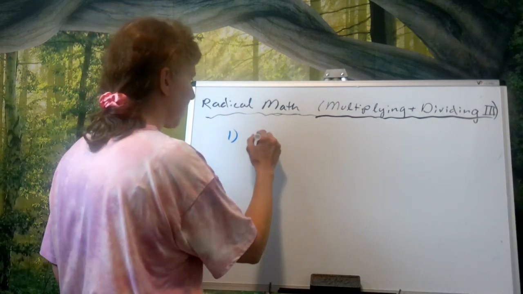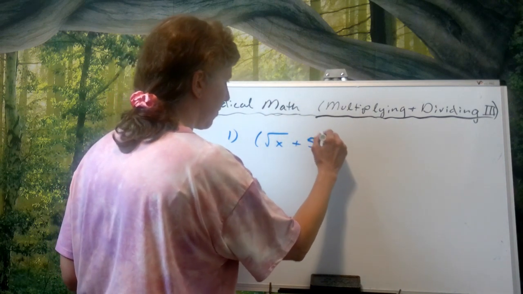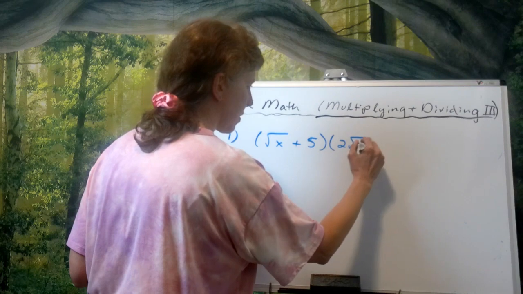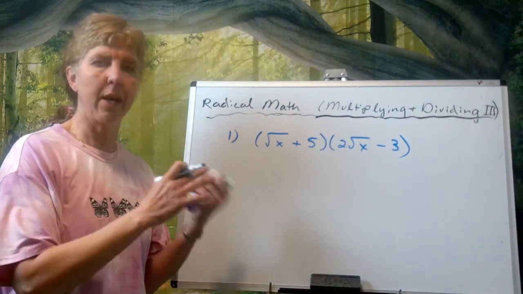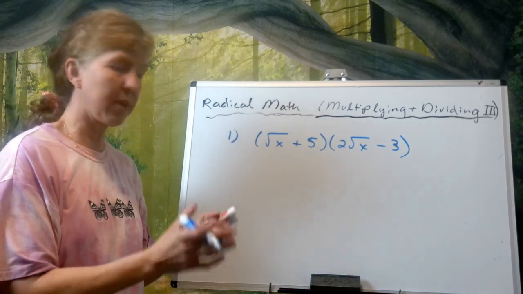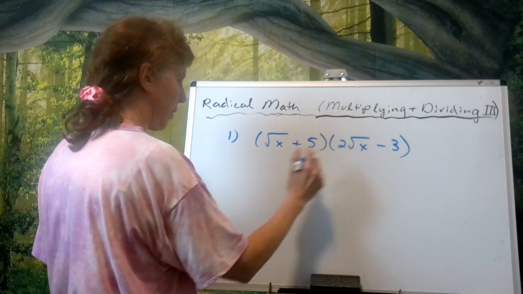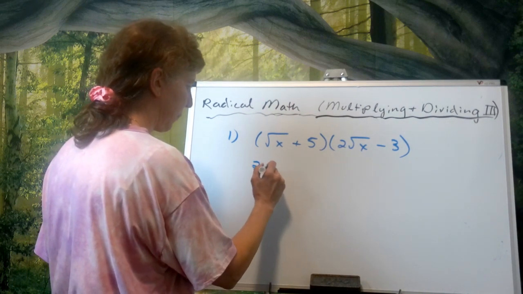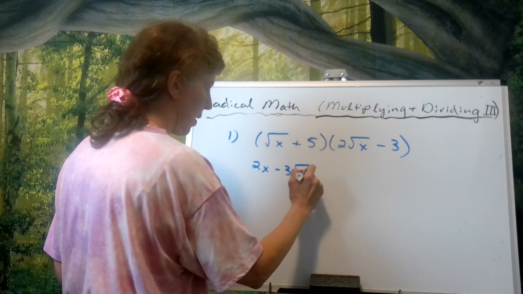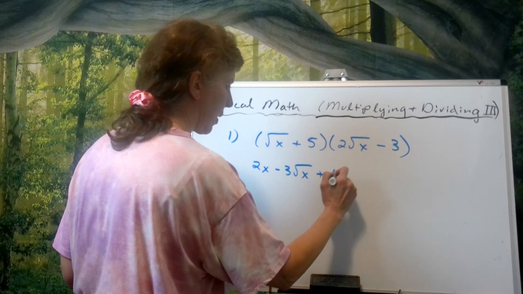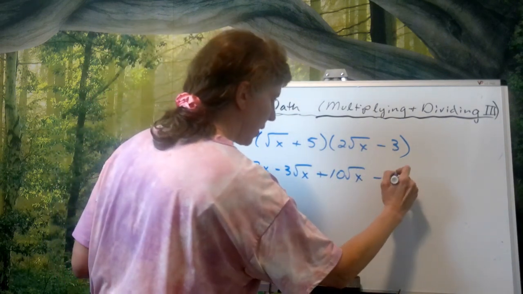So let's start with root x plus 5 and 2 root x minus 3. All right, this is straightforward. All the jails are the same, so we can just FOIL things out. When I multiply that one times that one, I'm just going to get 2x. The outside is minus 3 root x. Inside is plus 10 root x. And then the last two is minus 15.